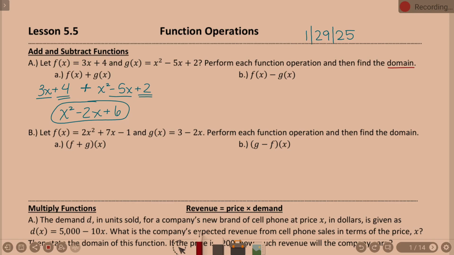But 3x plus 4, are there any numbers you can't multiply by 3? No, you can multiply any number you want by 3. So in terms of f, we can put any number in we want. Are there any issues of g? No. Anytime it's just things like x's, x squareds, you can put any number you need to in, or want to in. So in this scenario, my domain for f plus g is just going to be, if anything can go in, all real numbers.